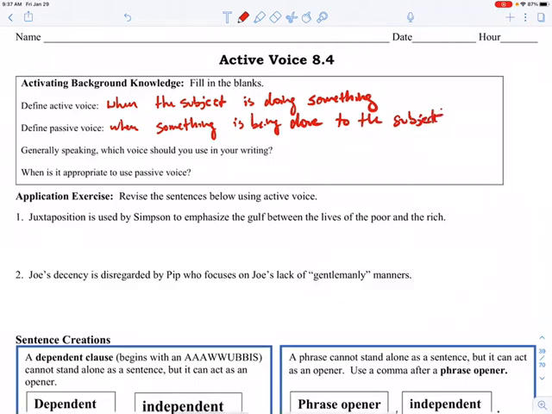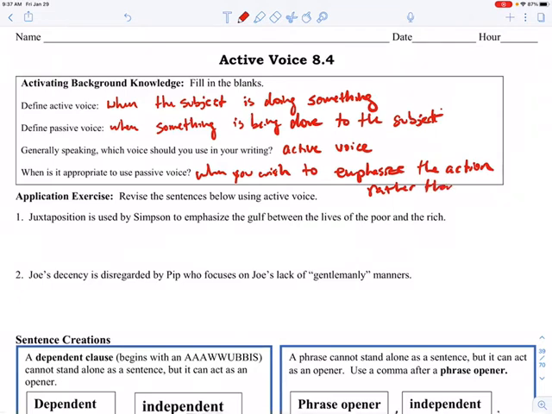Messy handwriting there. Generally use active voice when you are writing, but it can be appropriate to use passive voice when you wish to emphasize the action rather than the actor.